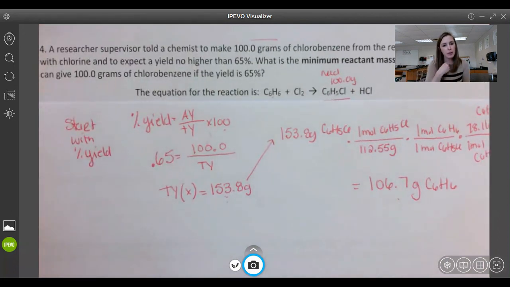Okay, so a little bit more complicated. Just recognize when you're given percent yield, you want to think about how you can use that equation to start the calculation and then do stoichiometry afterwards.